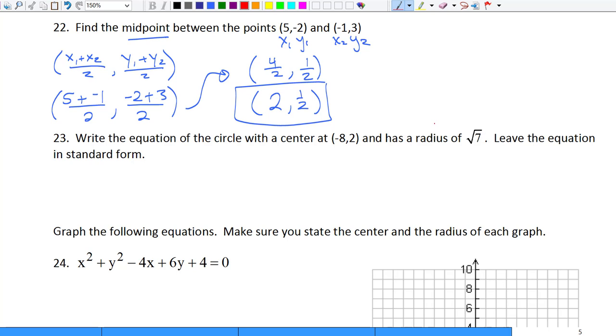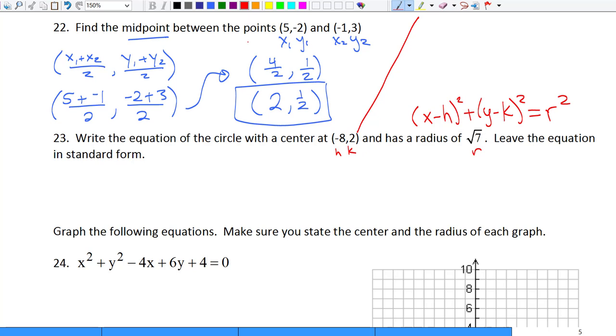For the next 3 problems, we need to use the center formula. So I'm going to go ahead and just put your center formula over here. And you might consider writing it near the top of your paper when you do this page, so that you have it handy. It says write the equation of the circle centered at negative 8 comma 2, so that's my h comma k, and a radius of root 7, so that is r. And then leave your equation in standard form.